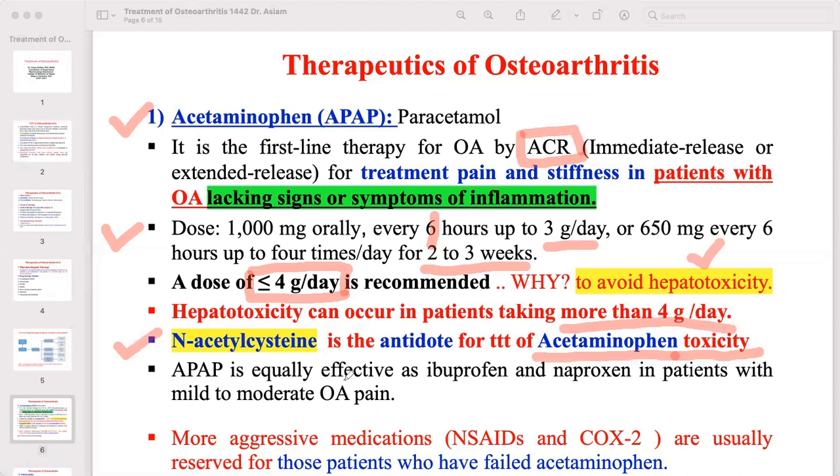Acetaminophen is equally effective as ibuprofen and naproxen in patients with mild to moderate osteoarthritis pain. More aggressive medications like non-steroidal anti-inflammatory drugs and COX-2 inhibitors are usually reserved for those patients who have failed acetaminophen. So first line therapy should be acetaminophen.